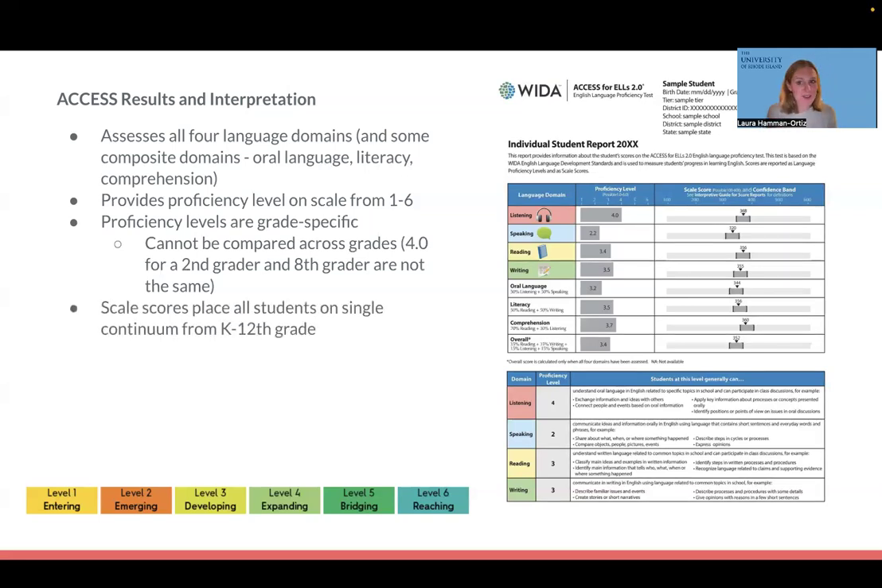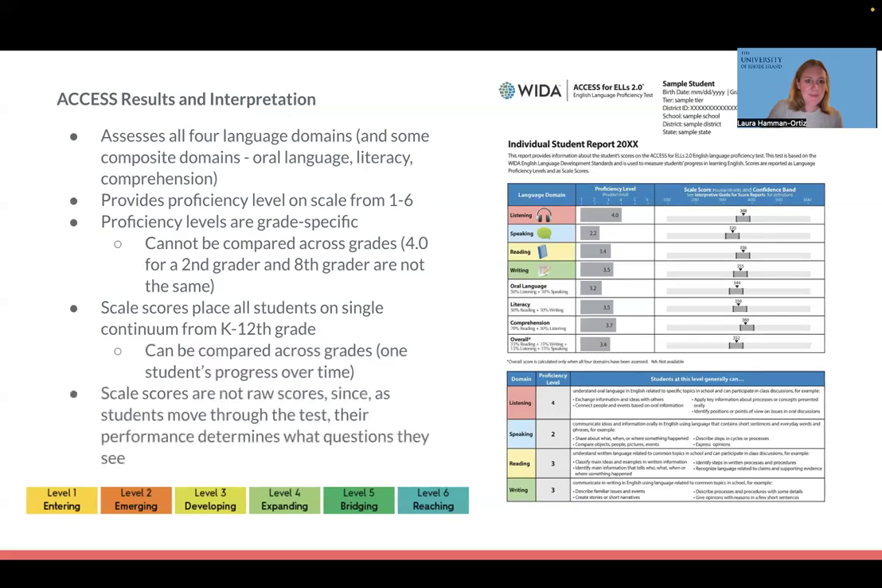However, you can compare scale scores across grades. So you see to the right here, we have the scale score, and all students are placed on a single continuum, a single line from kindergarten to 12th grade, as they are taking this test over time, looking at their English language proficiency. So for a single student, you could look at how they performed in listening the year before, and look at how that scale score has changed. So that's a helpful thing to think about as you're looking at an individual student's progress over time.